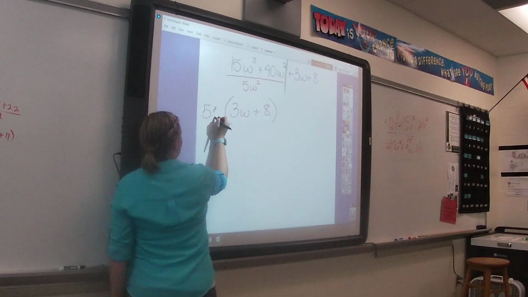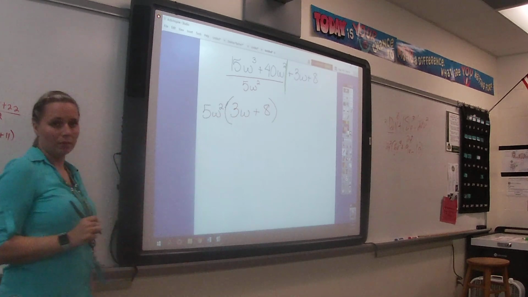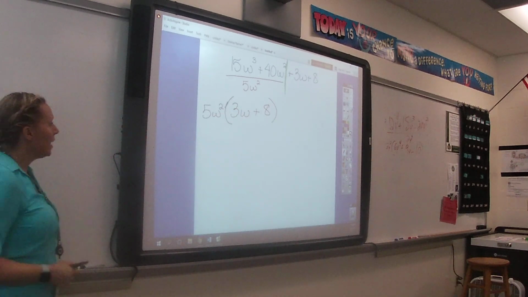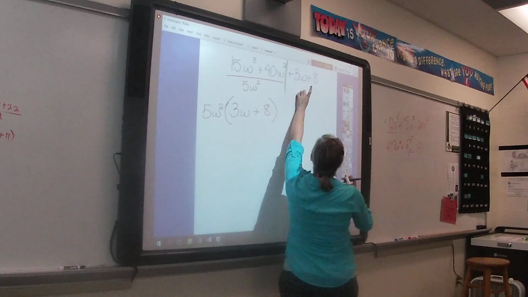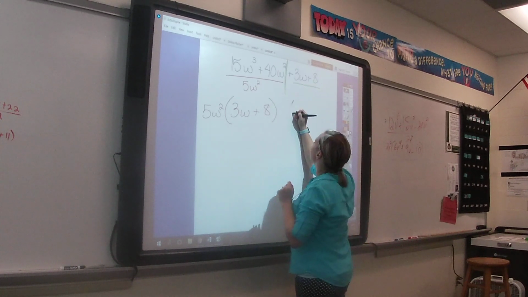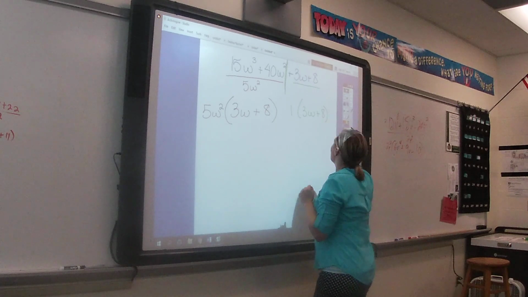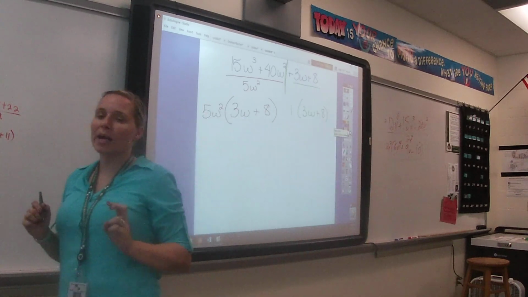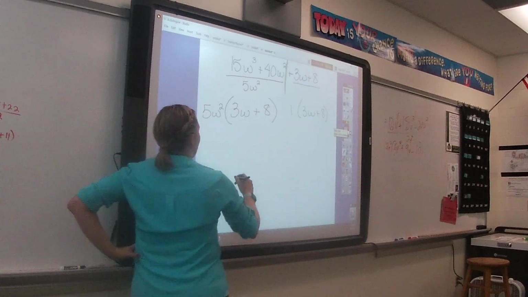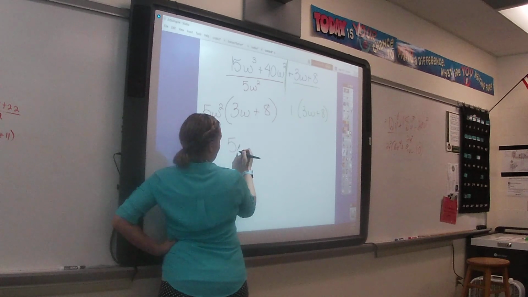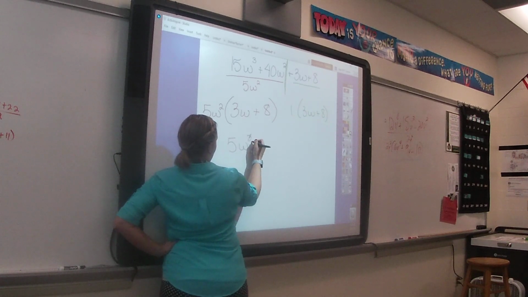Okay, here, this is what we've done each time. Now right hand side, what's our GCF? 1. Excellent, I love it. Okay, so let's finish it before the bell rings. What are we going to write down as our final answer? 3w plus... I mean, 5w squared plus 1.